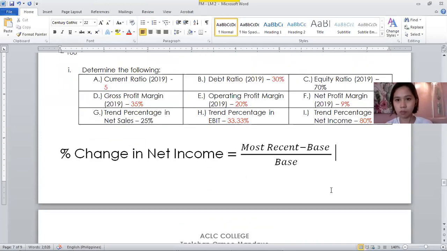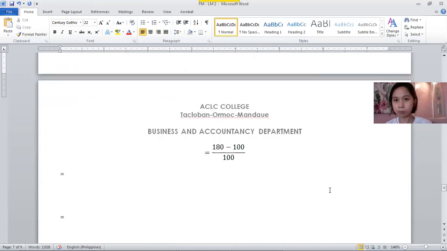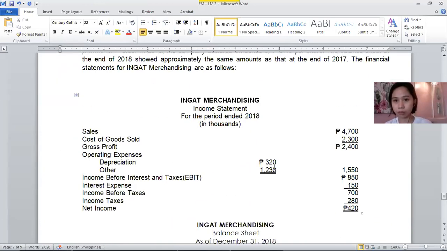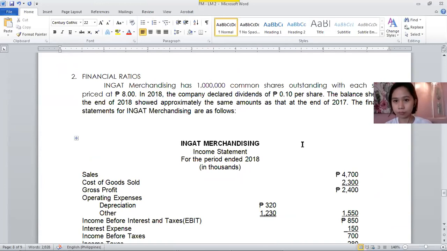Okay, so we are going to go to the next topic. Next problem. This one, the Ingat Merchandising. Because it is pandemic, you should be ingat. That's why I use this for the name.